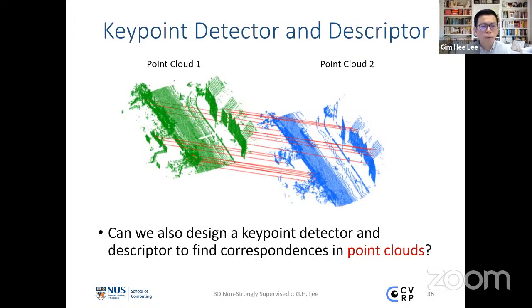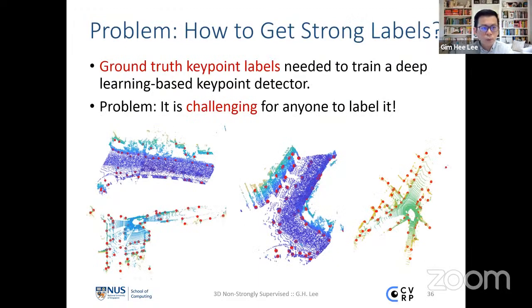Now, the question is: given two point clouds that are taken from different viewpoints, can we also do the same thing? Because this is also very important for point cloud-based registration, such that we can take different scans and align them together to form the scan of a 3D model or even the environment. And this actually turns out to be a difficult problem because of the lack of strong labels to get deep learning to work well on this particular task. So it's actually quite challenging.